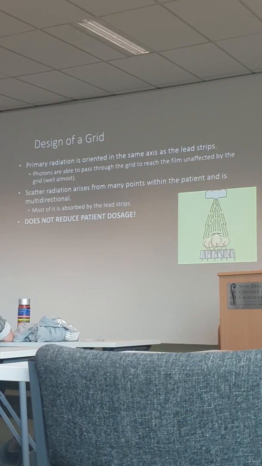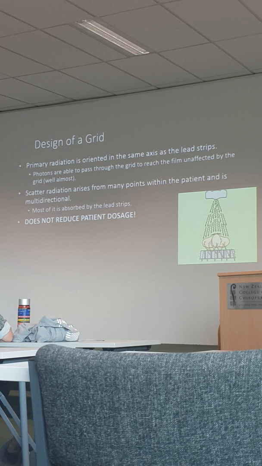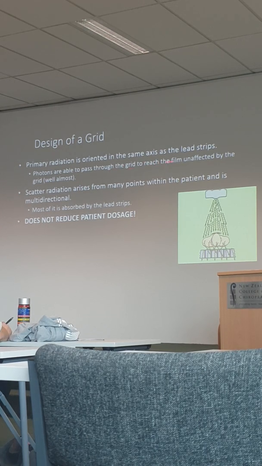Moving on to grid. A grid basically just tries to stop some of that scatter radiation from reaching the film to decrease the blurriness. So what you do is you align the grid so that it's in the same axis as the primary radiation beam. Photons that go through the patient without interacting at all are able to pass through the grid and reach the film unaffected. However, any scatter radiation that arises within the patient is going to come off at a different angle, and hopefully it's going to be absorbed by the lead strips.